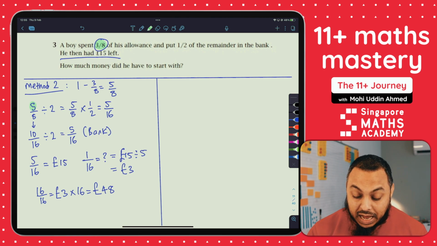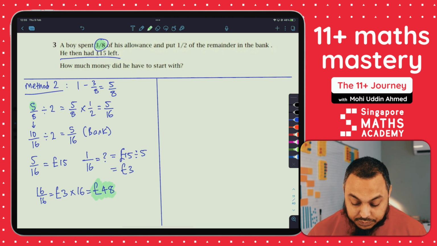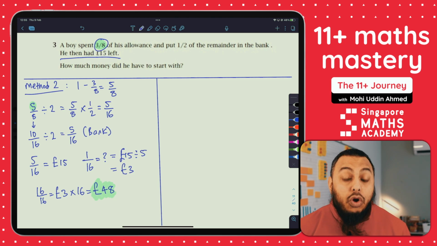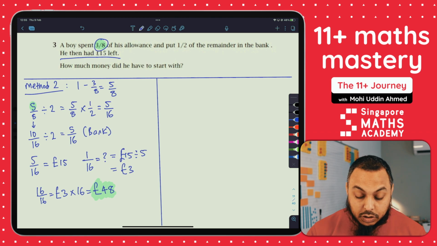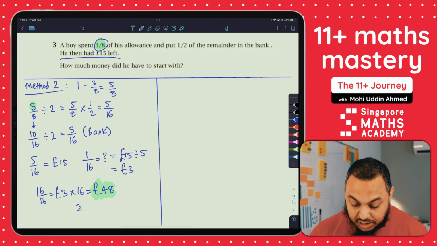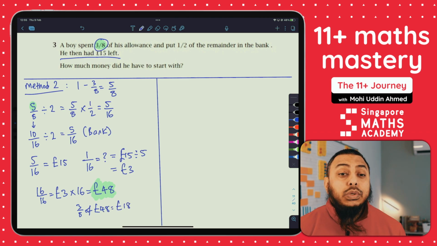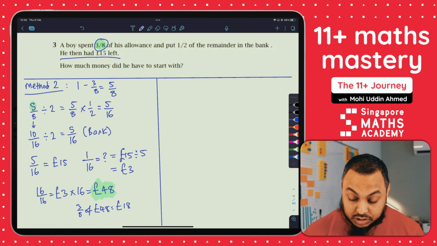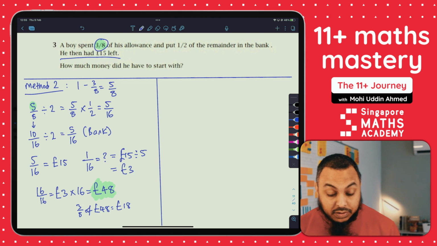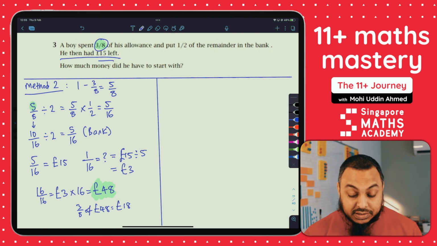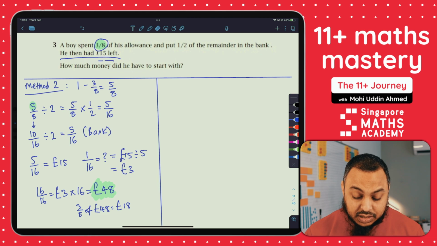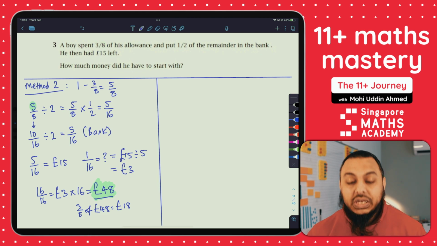We can check our work. That's our final answer, and we can check if that's right or wrong. How do I do that? Well, I know he spent 3/8. 3/8 of £48 is £18. So he had 5/8 left, which is £30 left. Half of £30 went to the bank, which is great, and half of it, which is £15, is left. Therefore we've got £15 left. So it worked out perfectly, just like we wanted it to. So that's our answer: £48 is how much he had at the beginning.